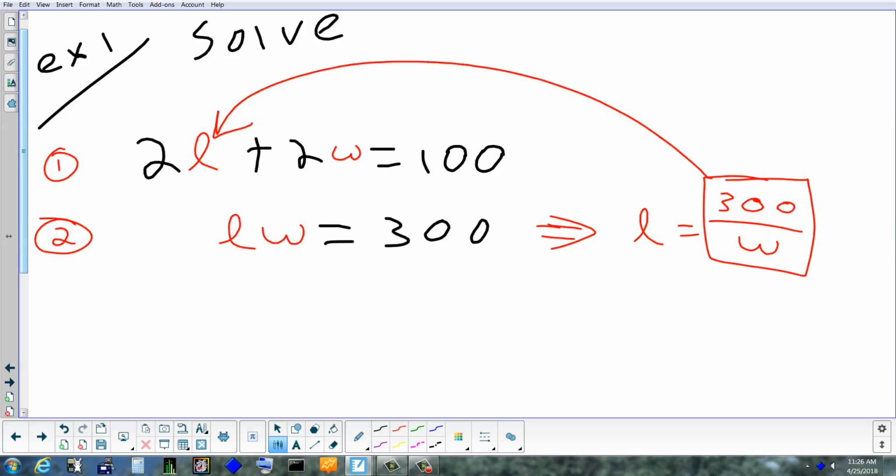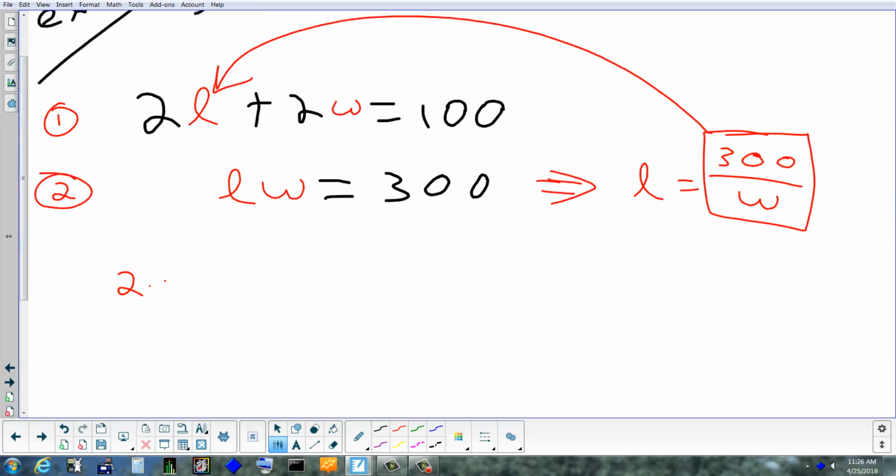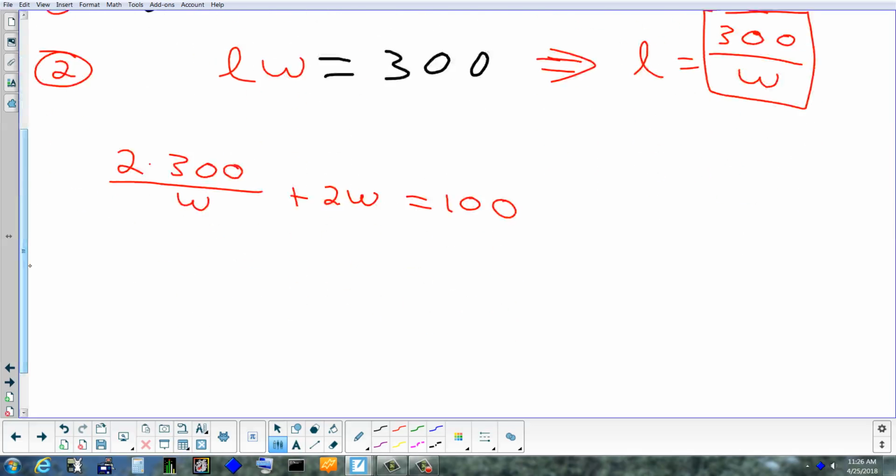So we're going to take what we solved for L, plug it back into the first equation, and see what happens. So we've got 2 times 300 over W plus 2W equals 100. Okay. Simplify 2 times 300 and get 600.